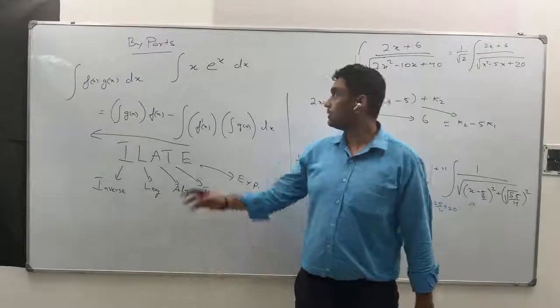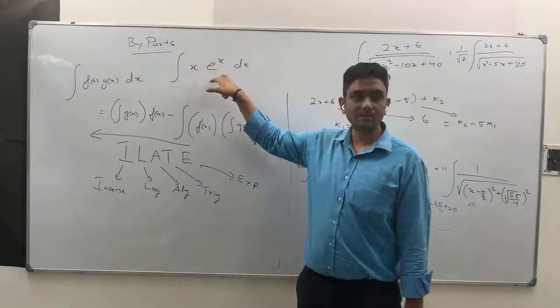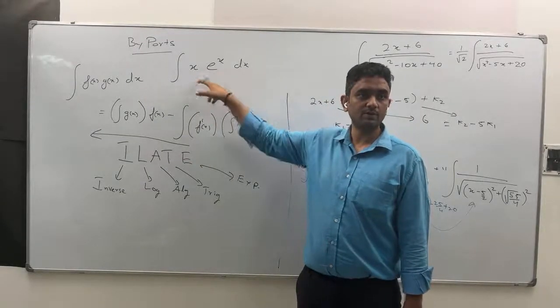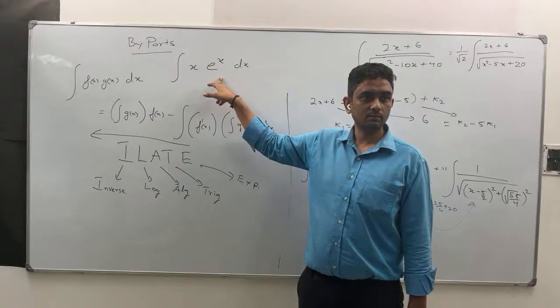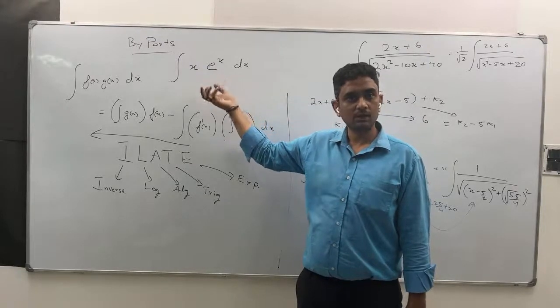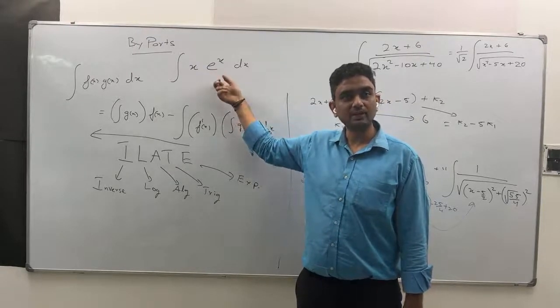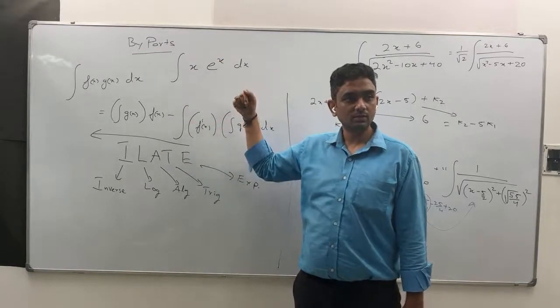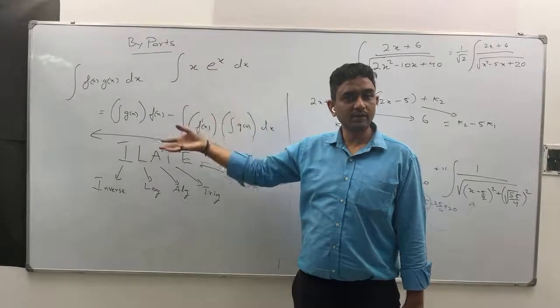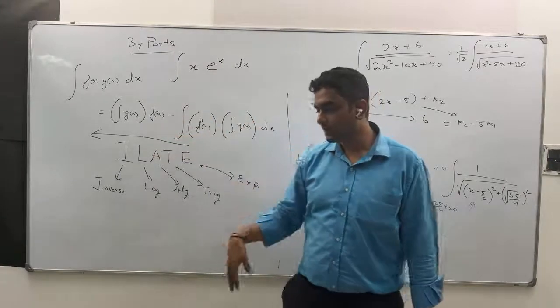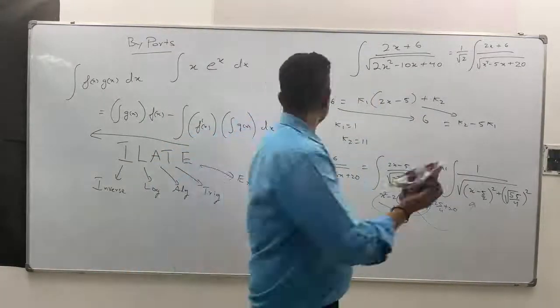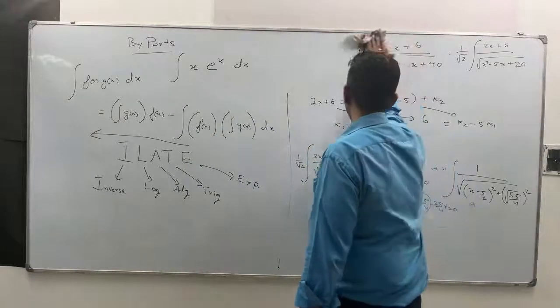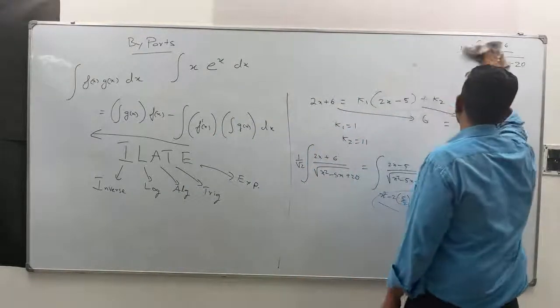So now tell me, which one will we take as f(x), which one will we take as g(x)? E power x is g(x). Whichever is easy to integrate, look at the ILATE. Easy to integrate will be your g(x). Difficult to integrate will be your f(x). So use by parts and tell me what we will get.